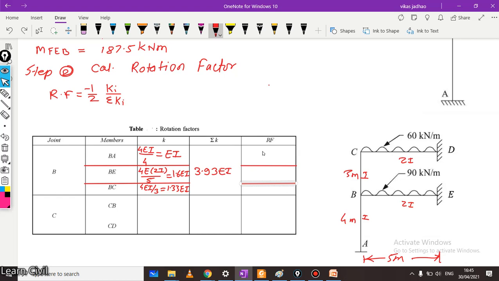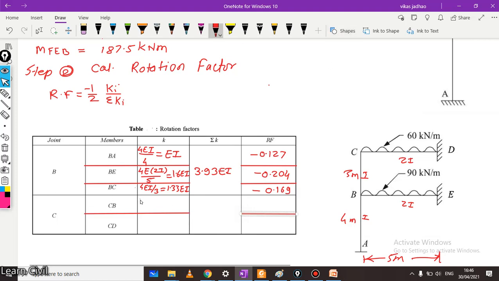So this value will be equal to, just using this equation, we get the value of rotation factor here minus 0.127, here we will be getting minus 0.204, here we will be getting minus 0.169.